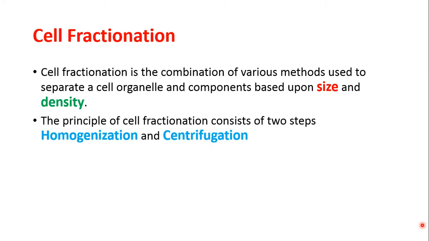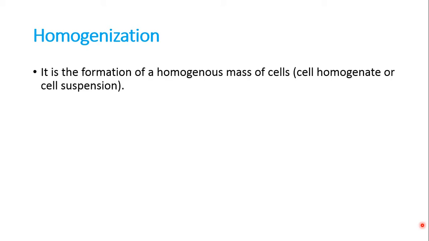This cell fractionation consists of two steps. First is homogenization and second is centrifugation. What are these two steps? We will discuss one by one. First is homogenization. Homo means same. It's the formation of a homogeneous mass of cells, cell homogenate or cell suspension.